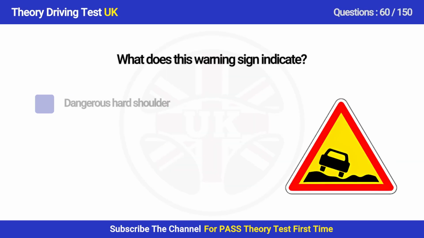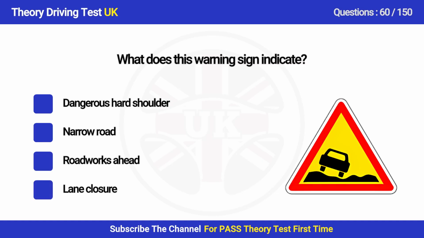Question 60. What does this warning sign indicate? A. Dangerous hard shoulder. B. Narrow road. C. Ahead. D. Lane closure.